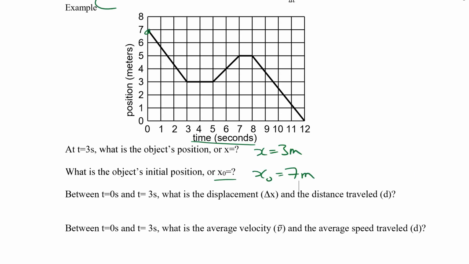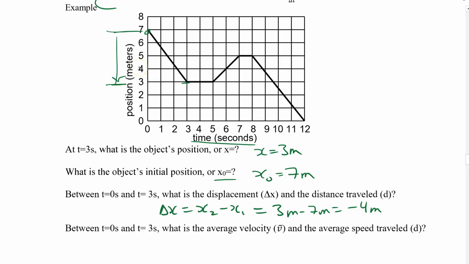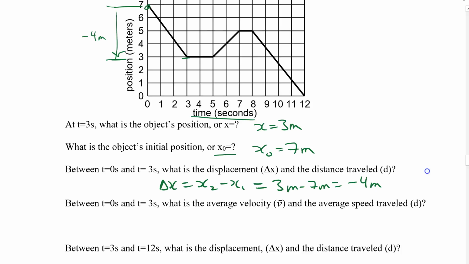Between these two times, between time equals 0 and time equals 3, what is the displacement? So I could say delta x is equal to the final position minus the original position. So in this case, it would be 3 minus 7, or even I'll write my units in here, 3 meters minus 7 meters, which is equal to minus 4 meters. Another way you can look at it is you're talking about between here and here, the object went downwards by 4, so down 4 meters, or in the negative direction 4 meters.